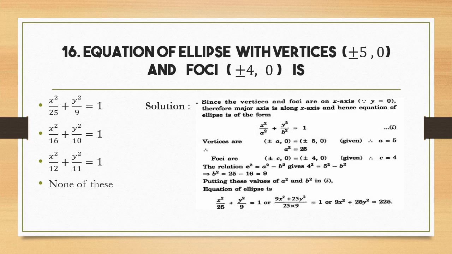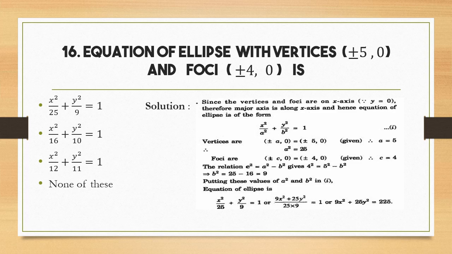Here you may use the b square formula as a square times (1 minus e square), or a square minus c square. It is up to you, depending on how perfect you are in your concept. Based on this you can grasp the concept in a much better way. If you observe this, option A clearly matches my calculation. Therefore option A will be the right answer to this question.